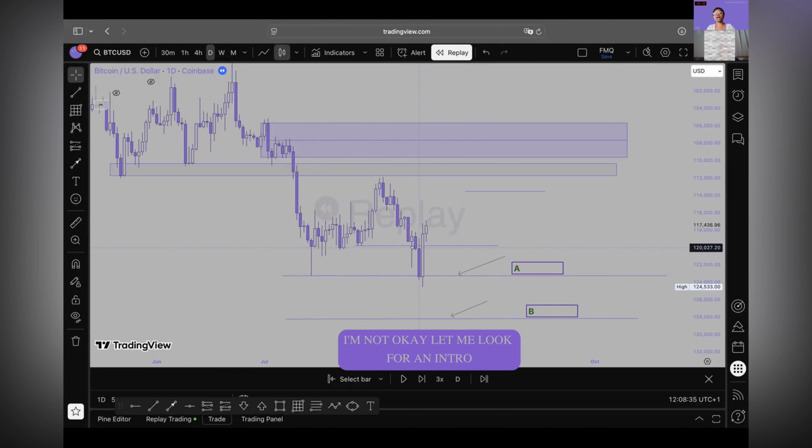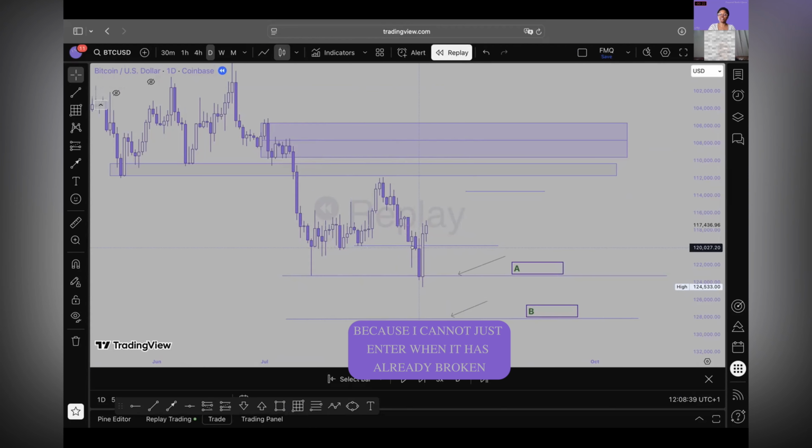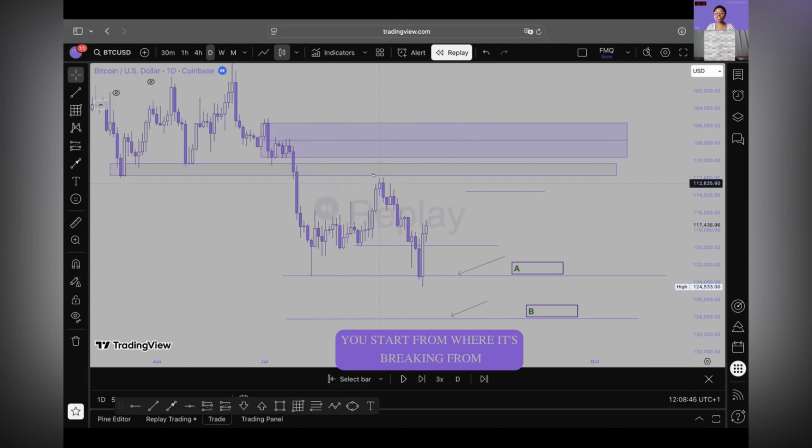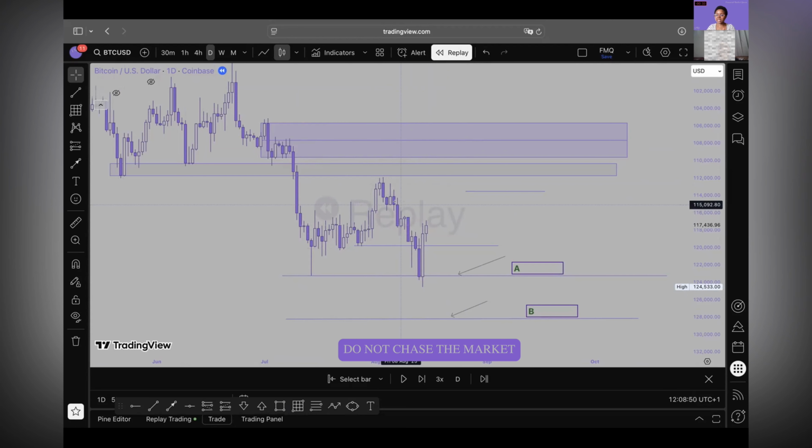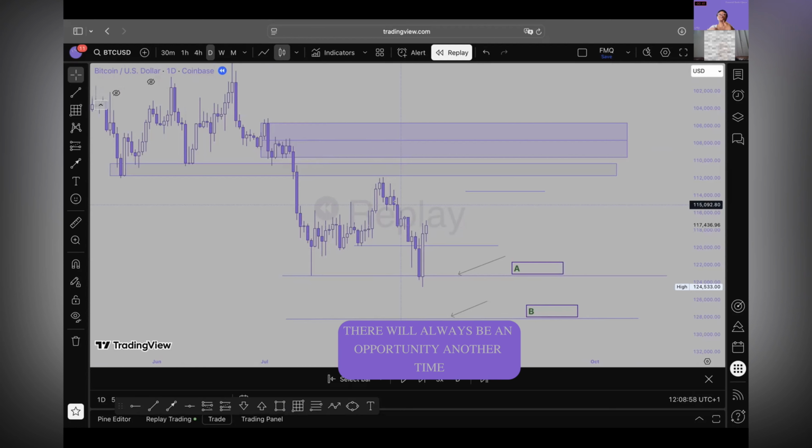Let me look for a place to enter, because I cannot just enter when it has already broken. I want to look for where it started to break from. Realistically, it's advisable that you start from where it's breaking from, because one thing you need to know is: do not chase the market. I keep emphasizing, do not chase the market. Even if you feel like you've missed out on your entry, the market will always come and give you another opportunity. If it does not, no problem. There will always be an opportunity another time. Don't rush the market.